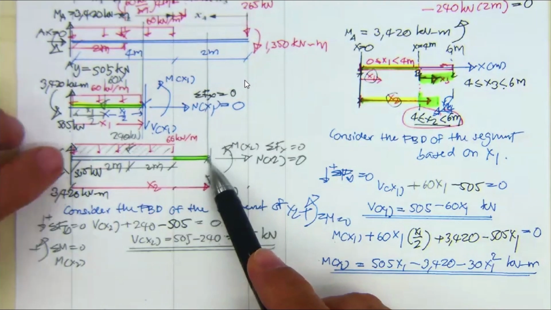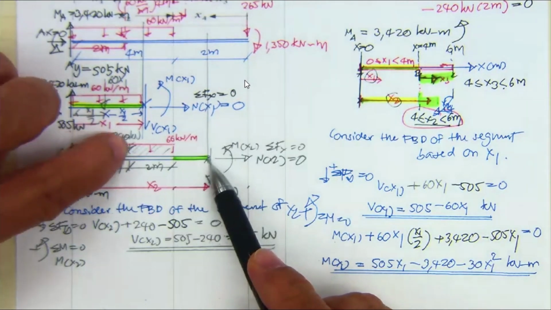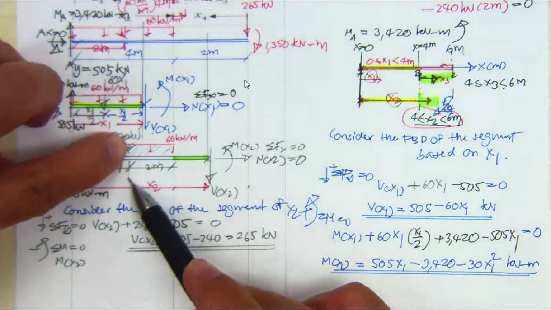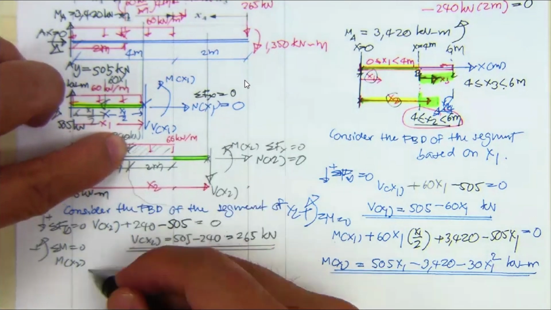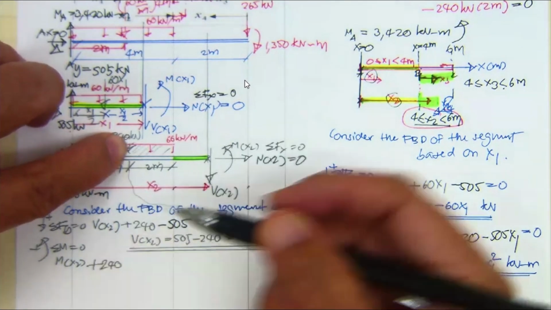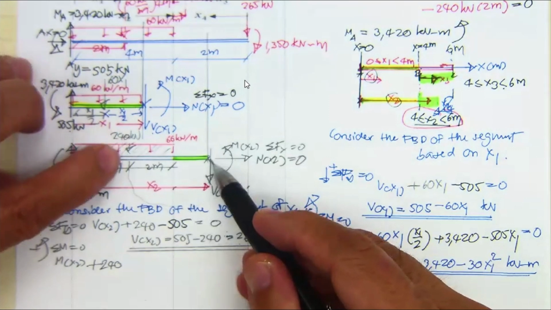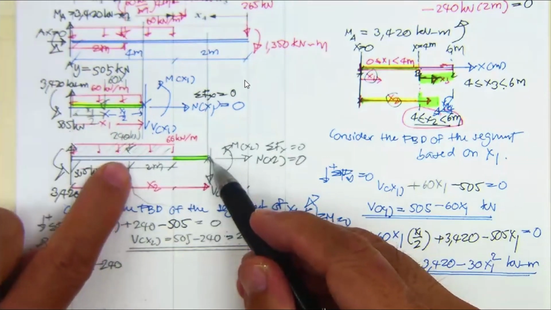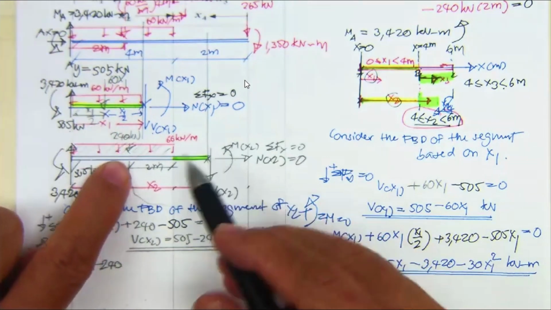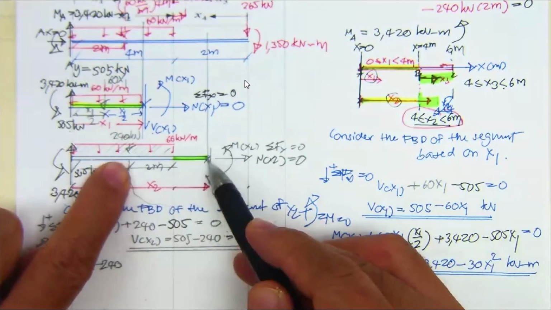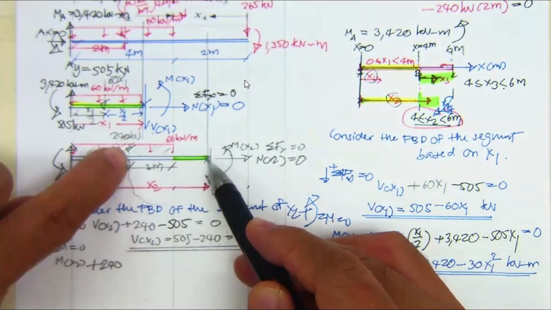Then you can see 240 is going to rotate in the same direction, plus 240. This one is tough. What's going to be the length from here to here?